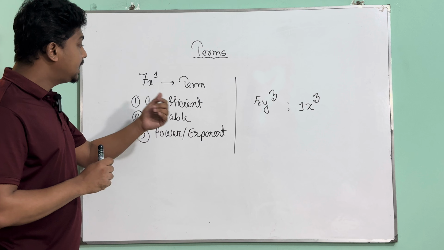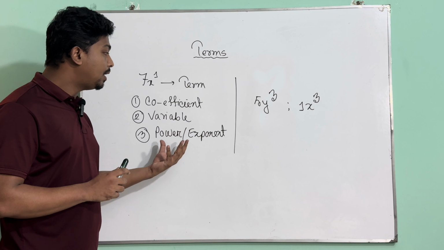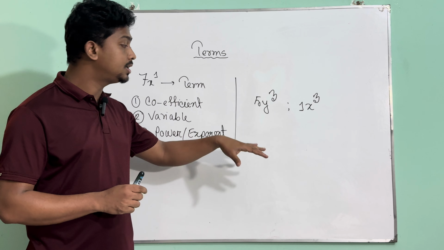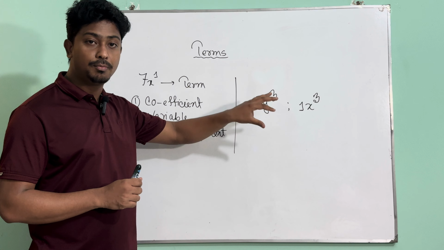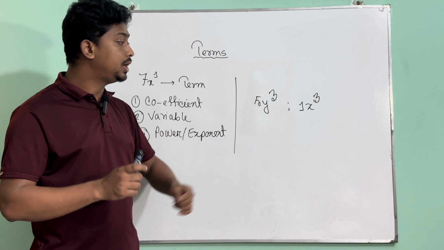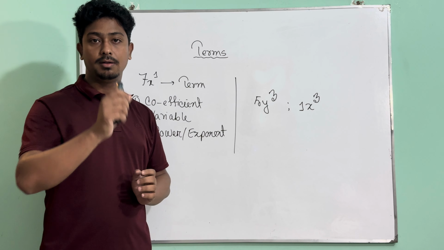Just to recap, again, in a term, we have a coefficient, a variable, and a power. When you see a number in front of a variable, it's the coefficient. The variable is there, you already know about it, and the power is written on top, right? When you do not have a power, the power is 1. When you do not have a coefficient or a number in front, the coefficient is 1.